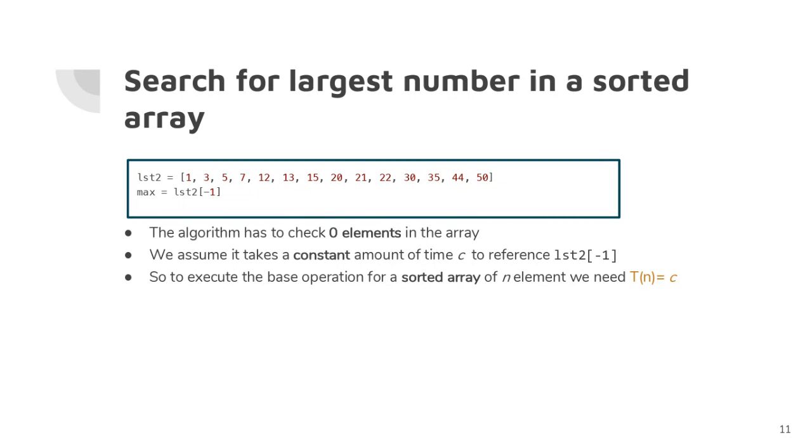Here you have to check 0 elements in the array, and we only have to reference the last element in the array, so we can assume it's a constant amount of time. Here we say the function t for any list of input size n is just equal to a constant value. So even if you have billions of elements, if they are supplied in a sorted list, you can just take the last element and it will always take a constant amount of time.